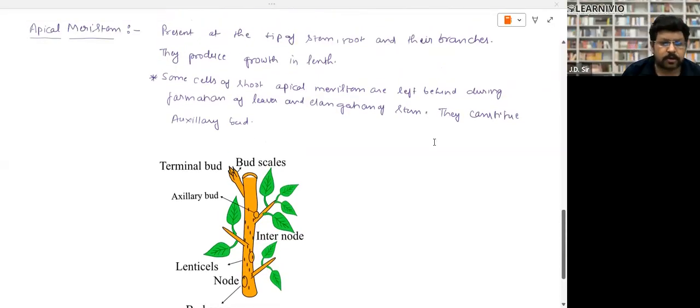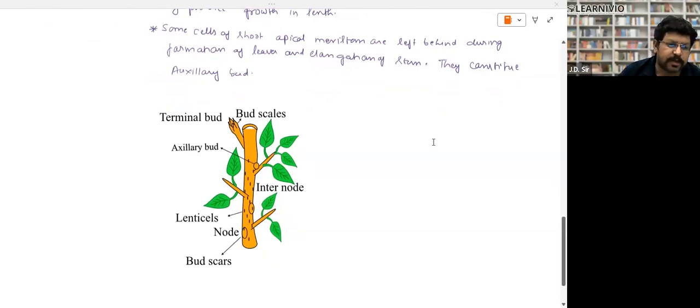At the top, you'll find that in every plant there are terminal buds, right? Sometimes terminal buds stop the growth of the plant, right? Terminal buds are found at the apex. During this growth, growth is taking place like this. So with meristematic growth, sometimes these tissues are left here, right? Like here. So they form the auxiliary bud.